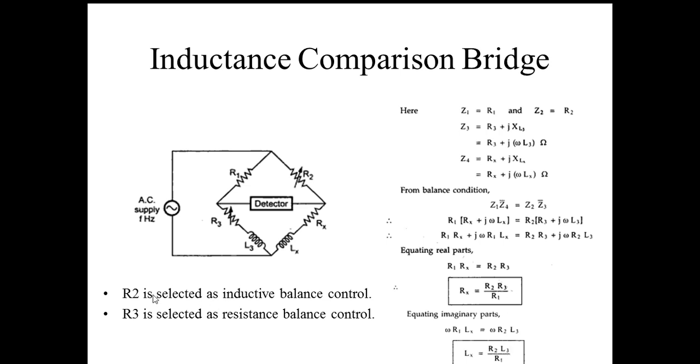So here the R2 is selected as the inductive balance control. Inductive balance control means R2 is used for the balancing of your inductor. R2 is related to your inductor. And R3 is selected as the resistive balance control. R3 here is selected for the balancing of your resistor.